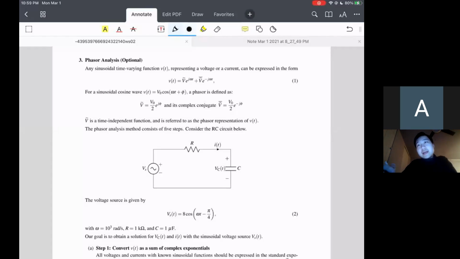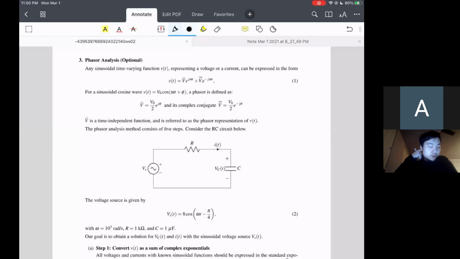So next up we have question number 3, which is about phasor analysis. Okay, so if you're not too familiar with phasors, or if you want a refresher on what phasors are and their properties, you can take a look at the walkthrough video for question number 2, where this is outlined.